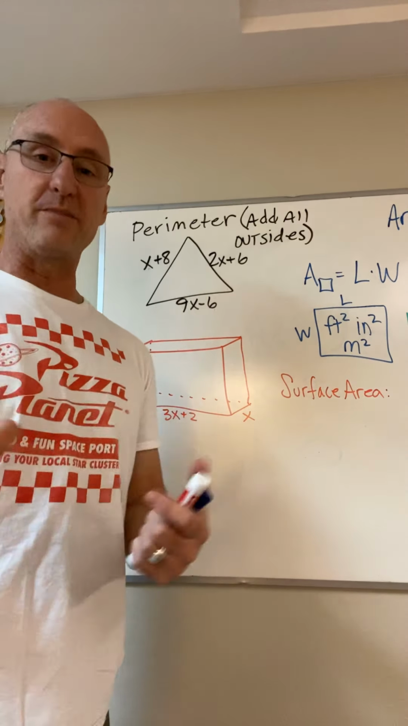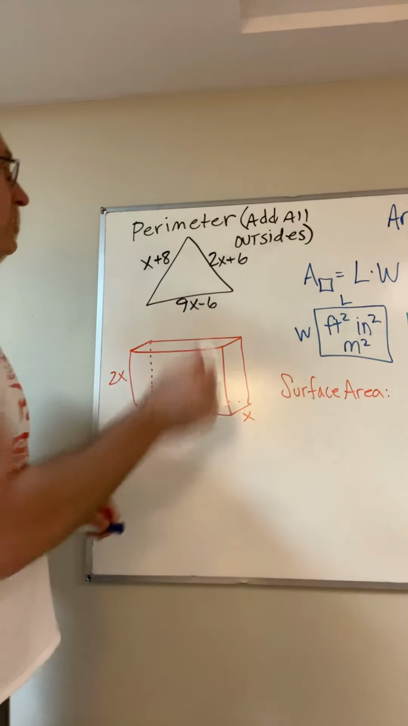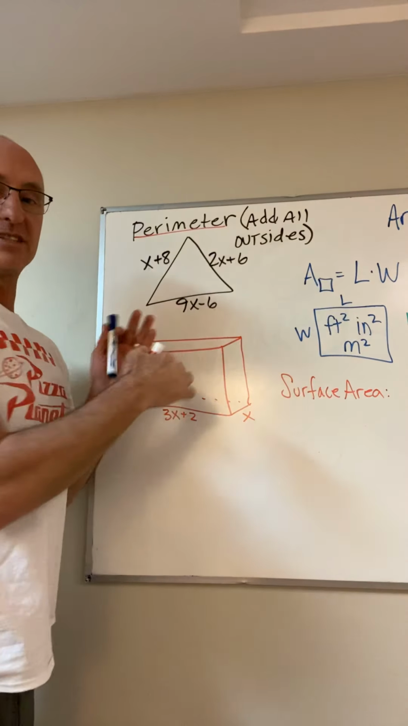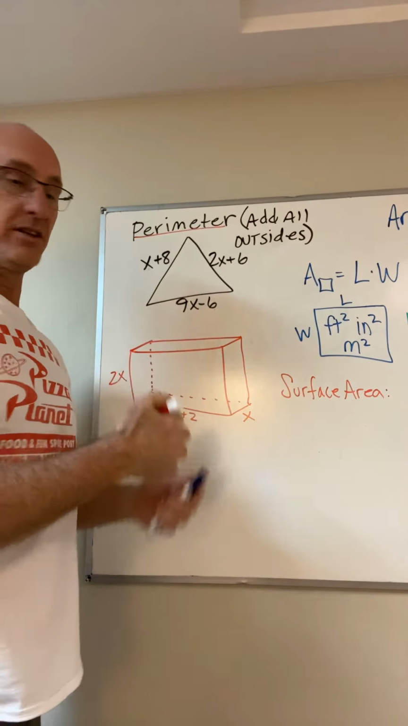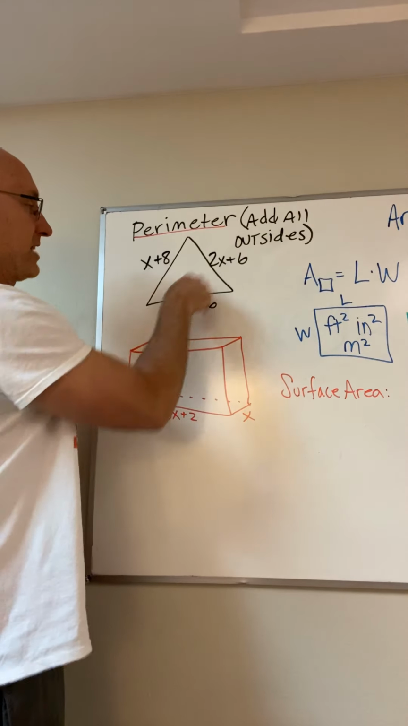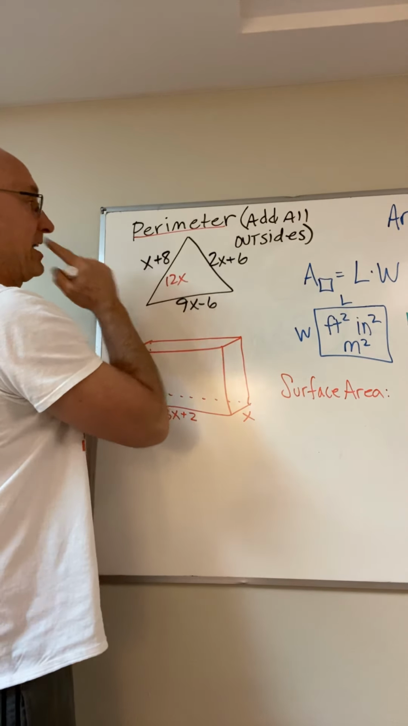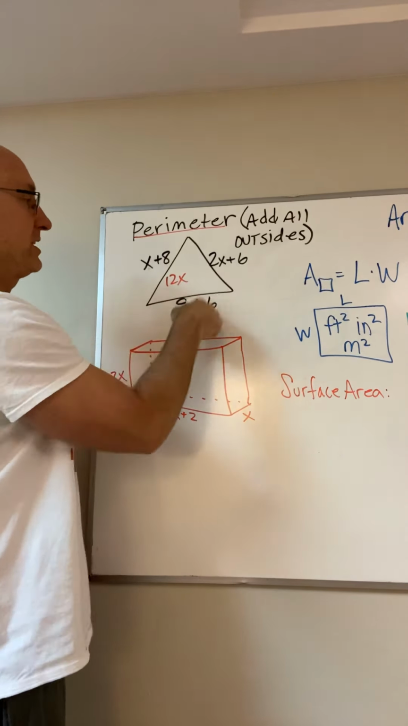Anyways, okay, so perimeter. To find perimeter, you have to add up all the sides on the outside. Remember, you can only add terms that have the same power and the same letter. So 2x, 9x, and another x, that's 12x's, and then 14 minus 6, plus 6 minus 6 goes away. The perimeter of that triangle is 12x plus 8. So you just add up all the outsides. If there was a side inside, don't add it.